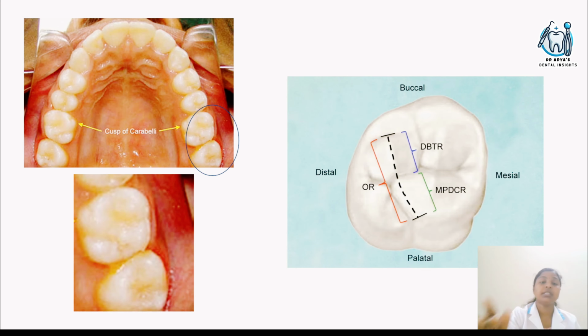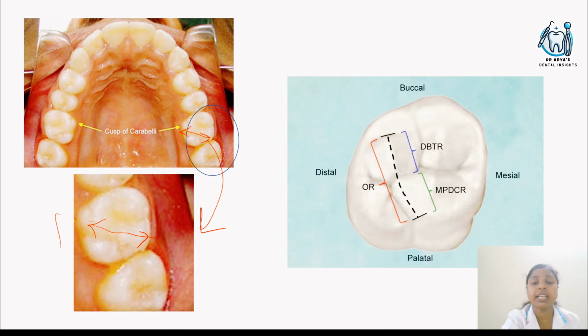Here this is the cusp of Carabelli, which is also seen in the maxillary first molar. This is a zoomed version, and here is the cusp of Carabelli. But our question is the oblique ridge, and this is the oblique ridge. The oblique ridge is seen where, this is the distal area and this is the mesial.